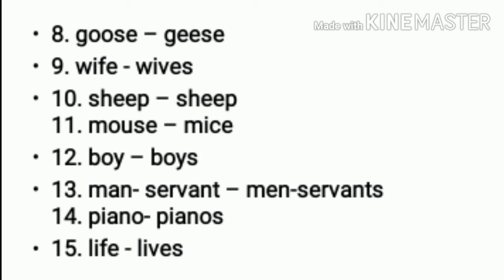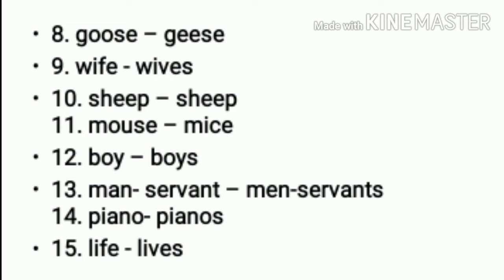Ninth, WIFE, wife. We remove the FE and write VES and becomes wives. Tenth, sheep. Singular sheep, plural also sheep. We do not add any S. 11th, mouse. Singular mouse, the plural will be mice. MICE. 12th, boy. Boy, we add only an S and make it into boys. 13, man servant. So man will become men in the plural and one servant will become many servants. So it will become men servants.